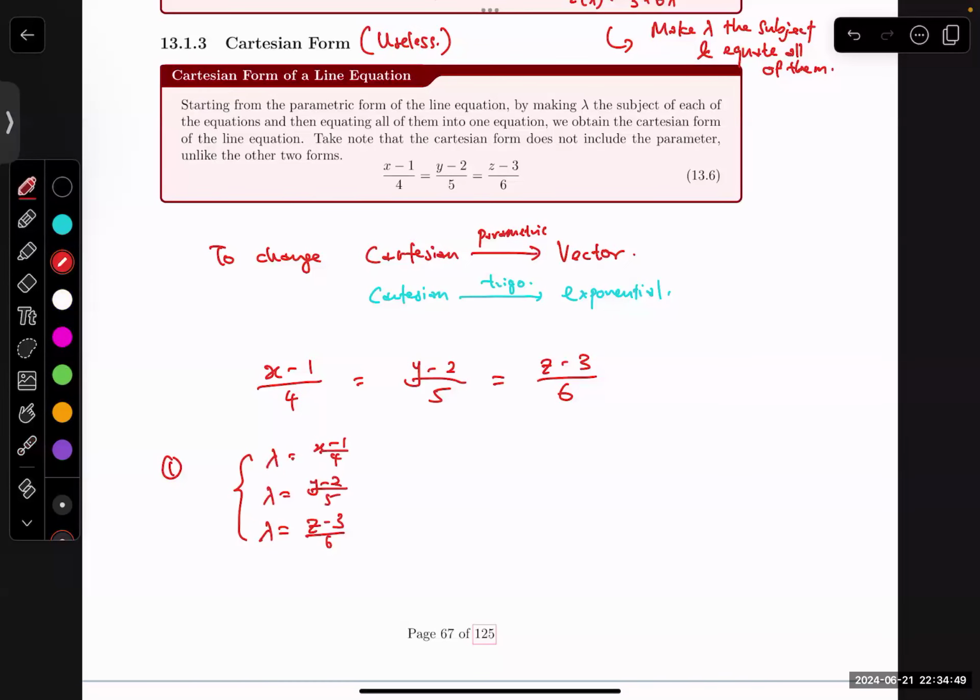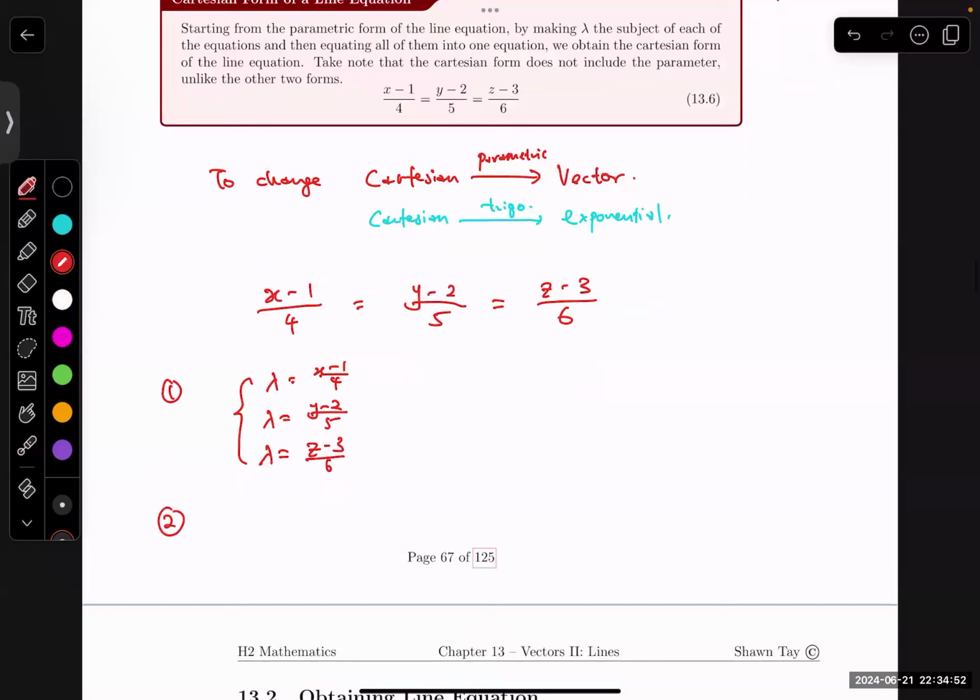Then I'm going to make x, y, z the subject, equation by equation. The first one is going to be 4 times lambda, then plus 1. I get this. Just do it slowly, it's okay. I'm just writing out the answer. Next one will be like this, and the last one will be like this. So this is the parametric form. So the first step is to make lambda the subject, then write in parametric form. Then from here, you write it as your vector form.